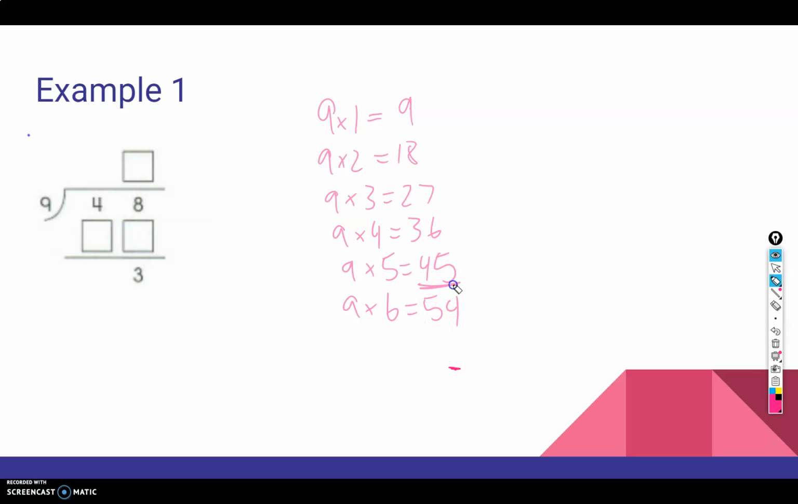You can see right here that 45 is the largest number that can go into 48, right? So our answer would be 5, right? But 48 is larger than 45, so we have to subtract 45 from 48, which is 3. So our answer is 5 remainder 3. That is our answer for this problem. So 48 divided by 9 is 5 remainder 3.